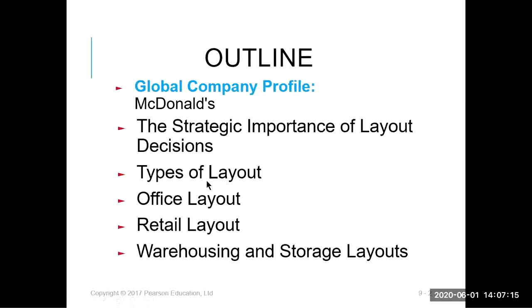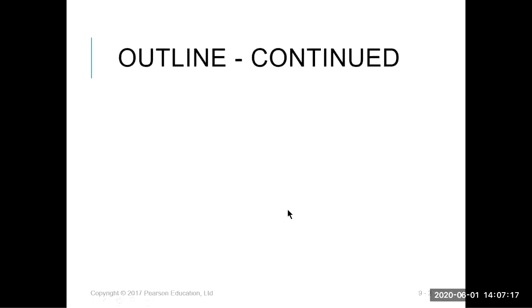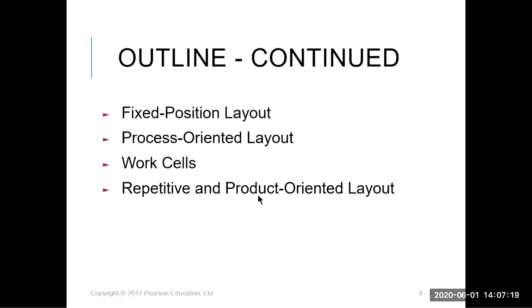We have office layout, retail layout, warehousing layout, fixed position layout, process-oriented layout, work cells layout, and repetitive product-oriented layout. So these are all the types of layout. We will go very briefly, and then we will explain a little bit more detail about each layout. So this is the outline for this chapter.